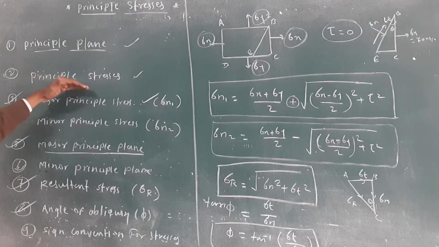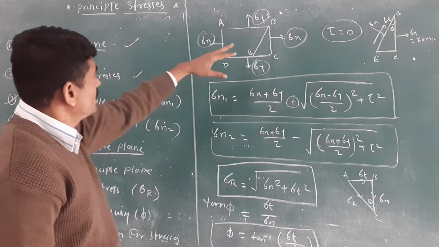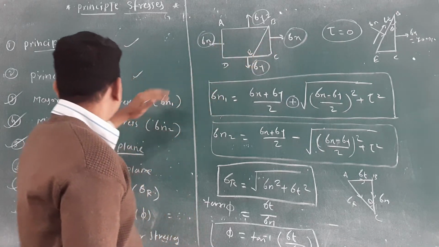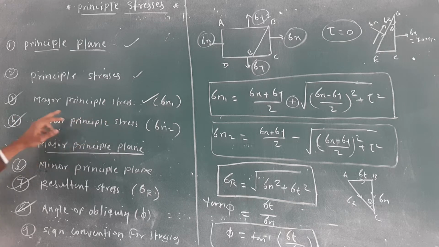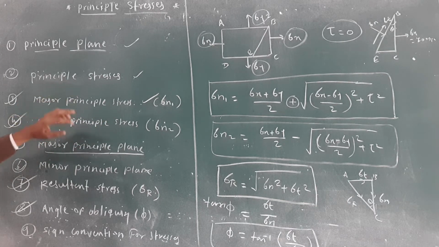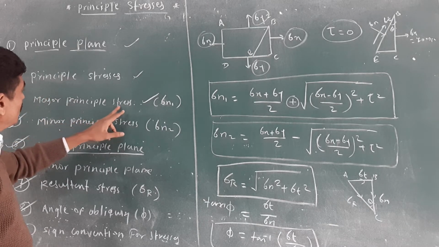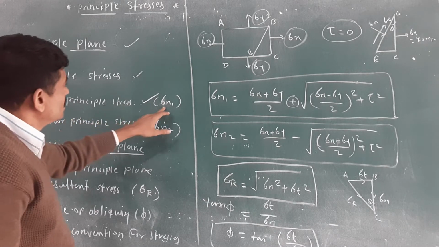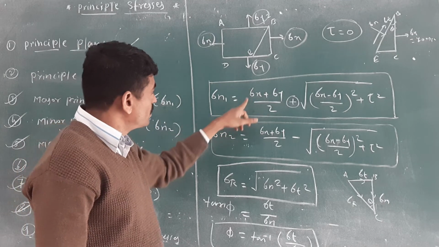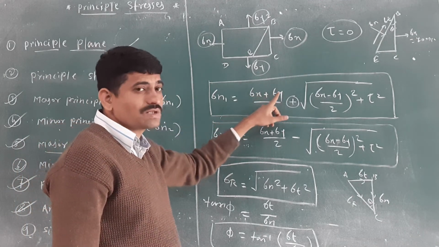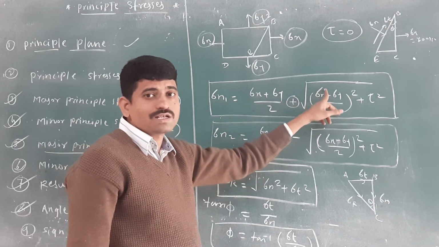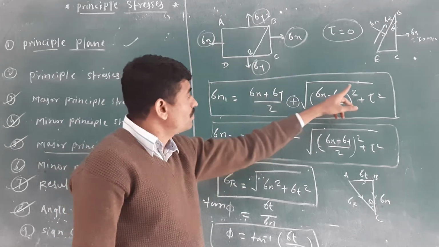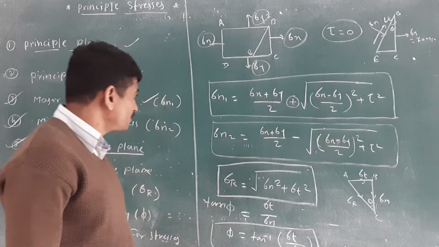Principal stress: if you have the magnitude of the stresses acting on the normal plane, then you will get the principal stresses. Then major principal stress is the maximum principal stress value acting on the principal plane. You should remember this formula: sigma x plus sigma y divided by 2 plus root of (sigma x minus sigma y divided by 2) bracket square plus tau square.